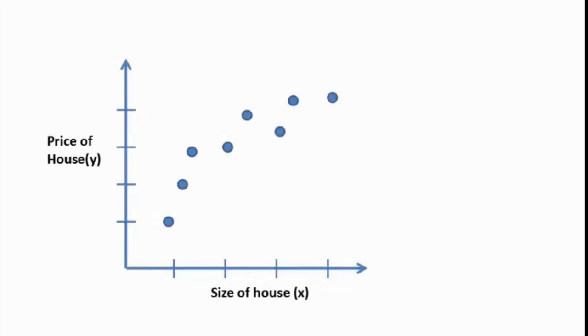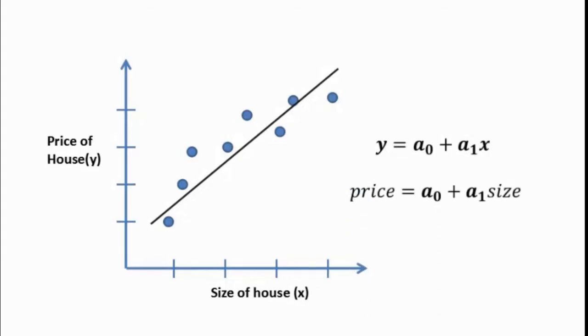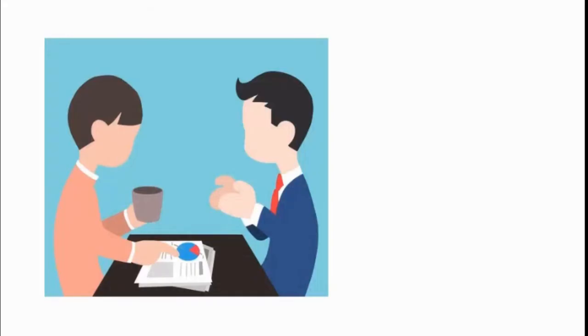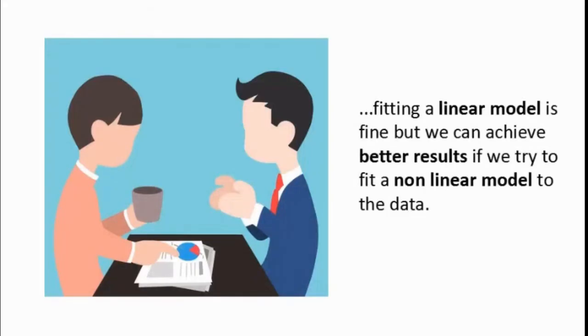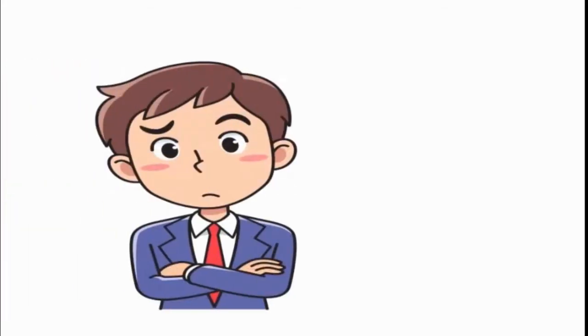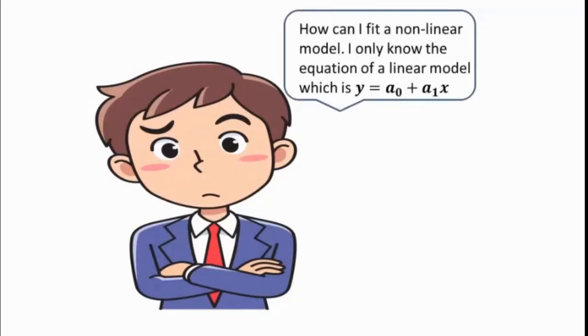A straight line equation can be written as y equals a0 plus a1 times x. In our case, y is price and x is size of the house, which makes it price equals a0 plus a1 times size. I told Chatur that fitting a linear model is fine and all, but we can achieve better results if we try to fit a non-linear model to the data. He started wondering how can he fit a non-linear model, as he only knows equation of a linear one, which is y equals a0 plus a1 times x.